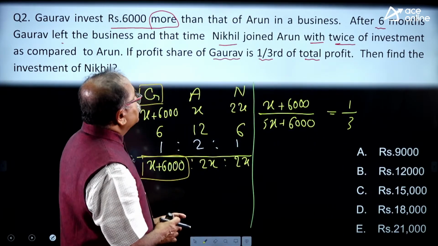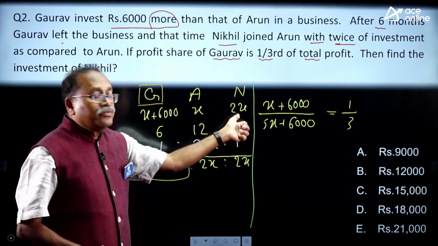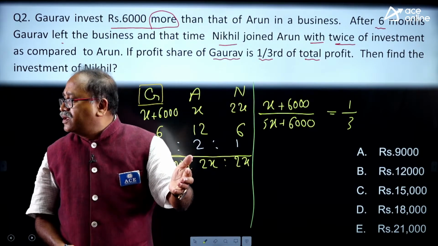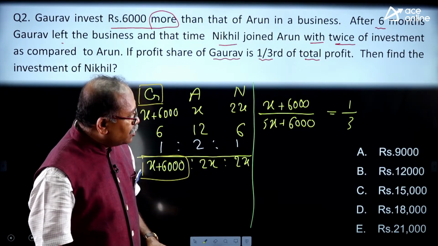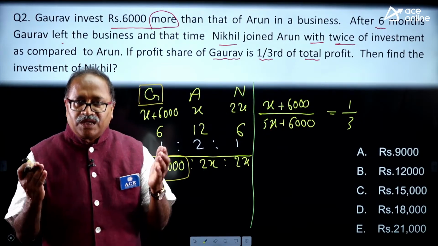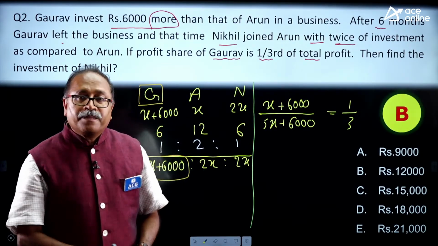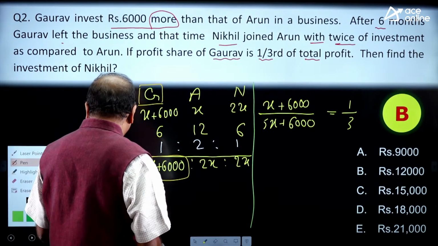And once you get the X value, you are asked to find the investment of Nikhil. Nikhil's investment is 2X. You can find it out. Dharani: 12,000. That means option B. Let me check, madam. That's right. Well done, Dharani. Okay, that's right. Dharani has done well.